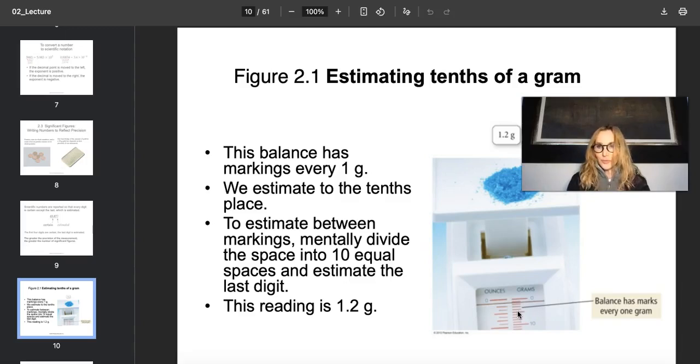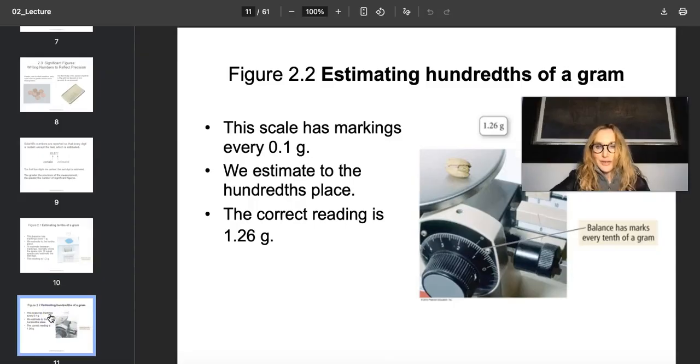If it reads to the ones place, then you can write down, and should write down, to the tenths place, which is shown right here, 1 place smaller. So we should always write down 1 place smaller when we're using a device like this that has tick marks. And you know, it's not right on 1 gram, it's a little bit past. So the person who made these slides read it as 1.2. Someone else might see it as 1.1 or 1.3, and that's why this last digit is always estimated.